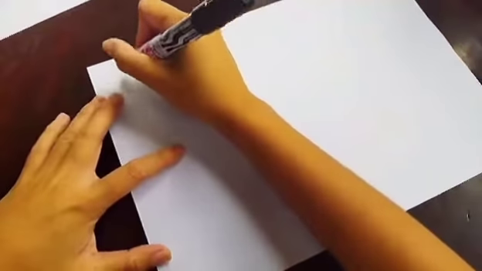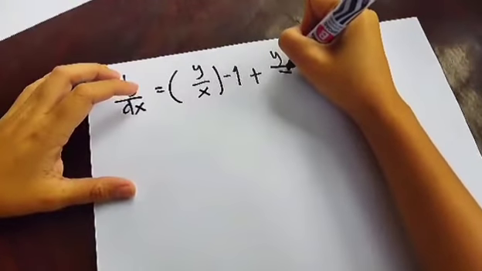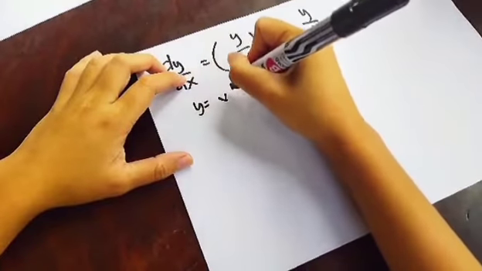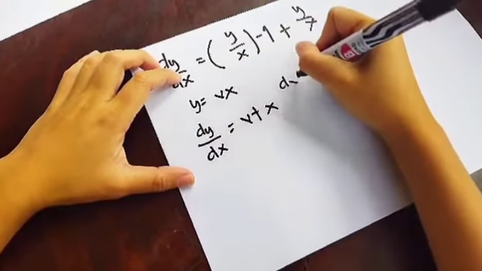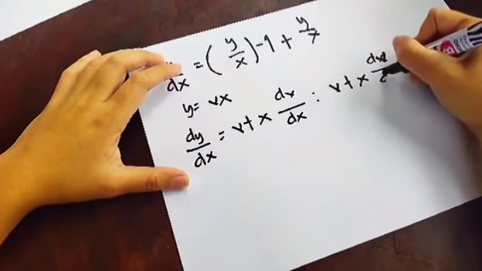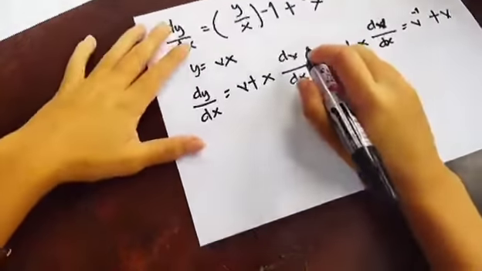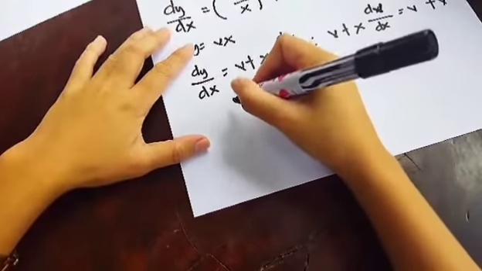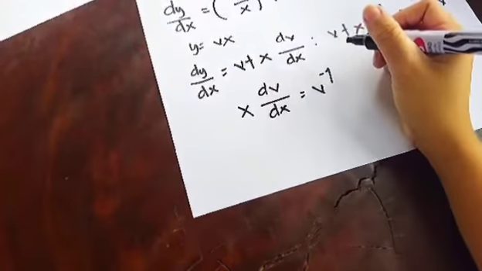So let's start. First, we start with dy over dx is equal to y over x minus 1 plus y over x. So y is equal to vx, and dy over dx is equal to v plus x dv over dx. So v plus x dv over dx is equal to v minus 1 plus v. So subtract v from both sides. It will turn into this equation: x dv over dx is equal to v minus 1.